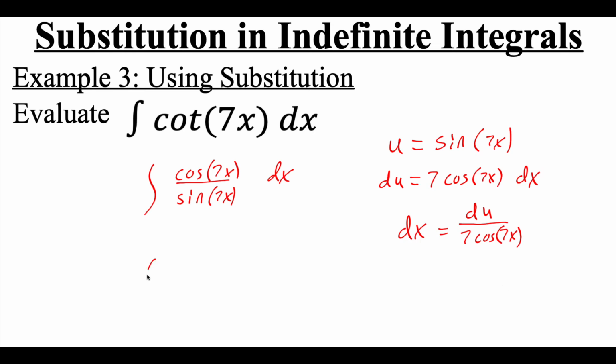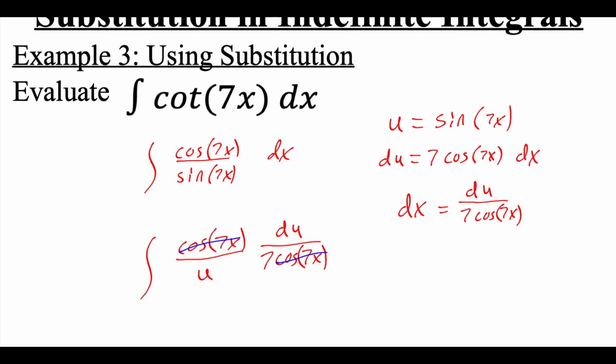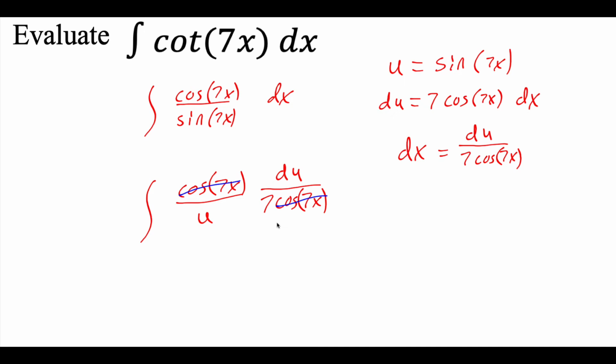substitution. So this will be the integral of the cosine of 7x over our u value. And then on the back end where we've got the dx, we're going to replace that with du over 7 cosine of 7x. Now what I notice in here is that this cosine of 7x on the top left is going to cancel out with this cosine of 7x on the bottom right. Now when I write out my integral, I'm going to rearrange it just a little bit. So this will say the integral of 1 over 7u du.